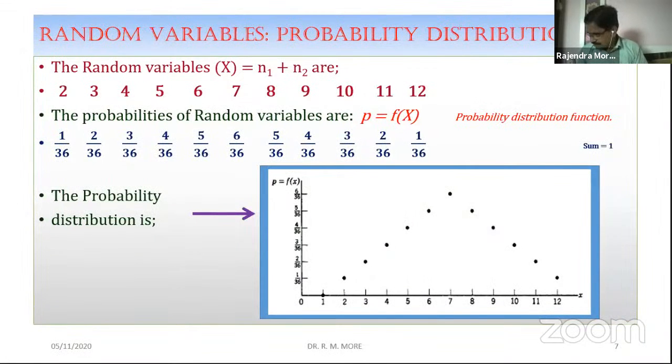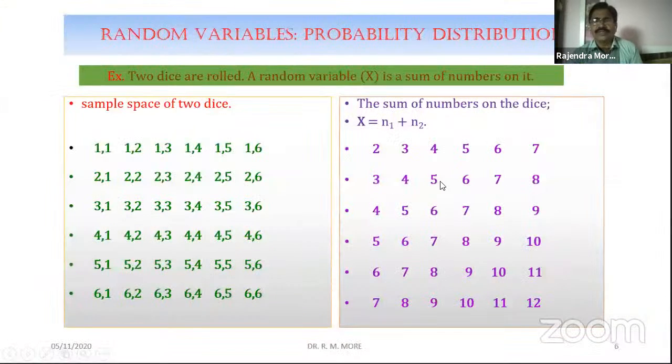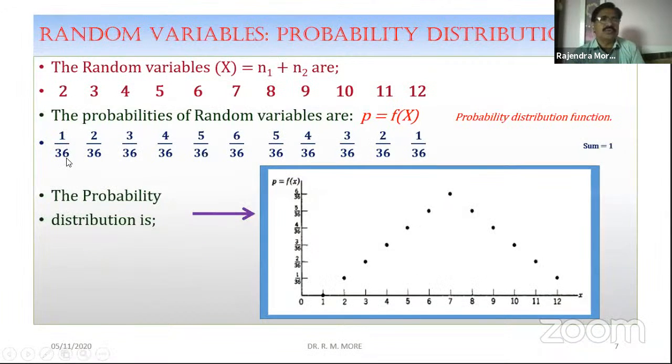Here these numbers 2, 3, 4, 5, 6, 7 and so on, we have collected from the previous slide. And then what is the probability of 2? 1 by 36. 3 is appearing 2 times, so 2 by 36. 4 is appearing 3 times, and so on. These are the probabilities, and these are written like this: P is equal to f of x. We know what is f of x. X is nothing but n1 plus n2. This is also called the probability distribution function.